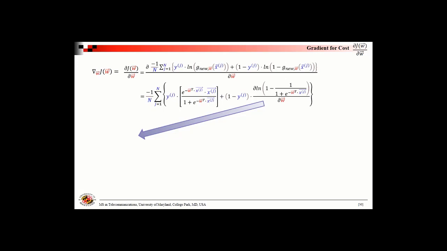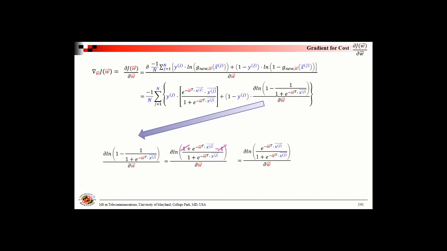Now we're going to focus our attention on the rightmost derivative, the partial derivative of the log of 1 minus the sigmoid function evaluated at minus w transpose x. Well, let's go ahead and turn that subtraction into a single fraction. By doing that, we can cancel out the 1 and the minus 1, and we're left with the partial derivative of the log of e to the minus w transpose x divided by 1 plus e to the minus w transpose x. We're going to use the chain rule of the derivative again.